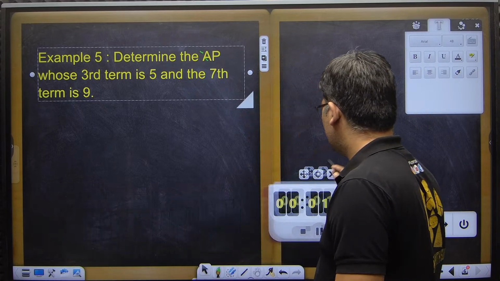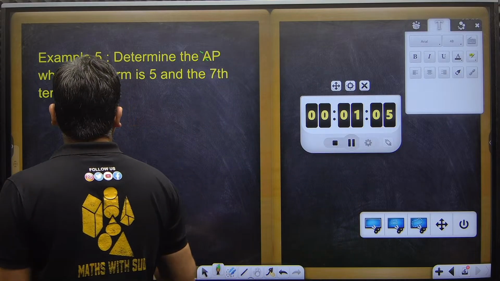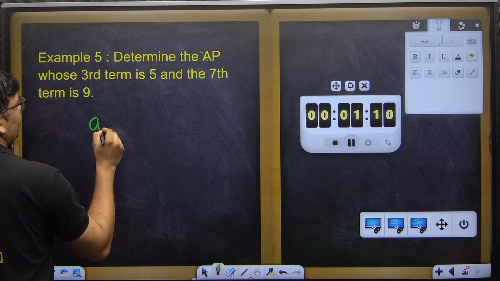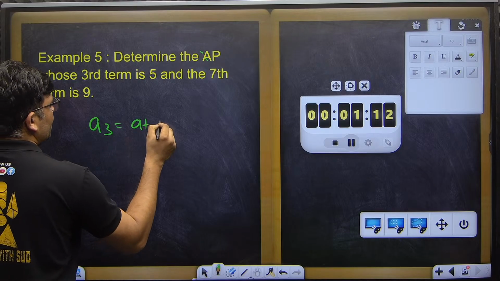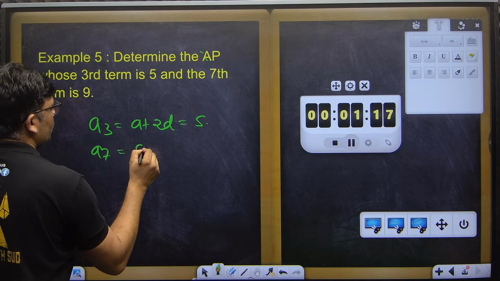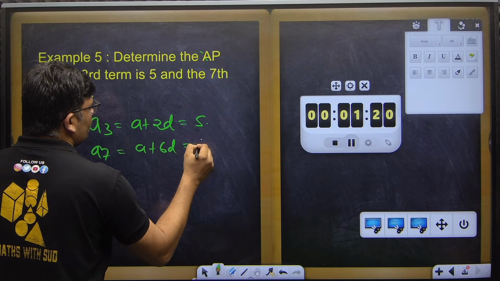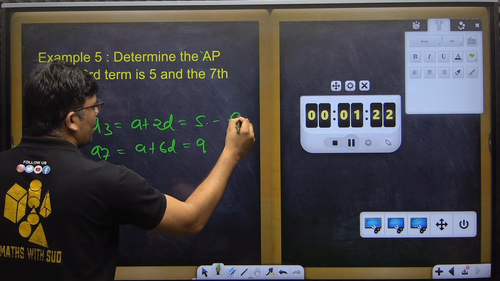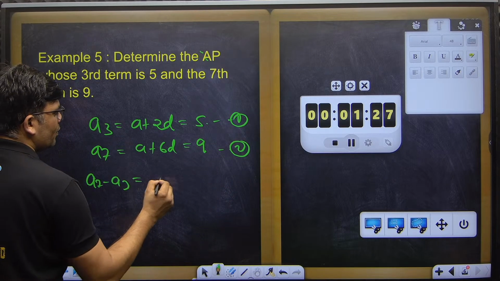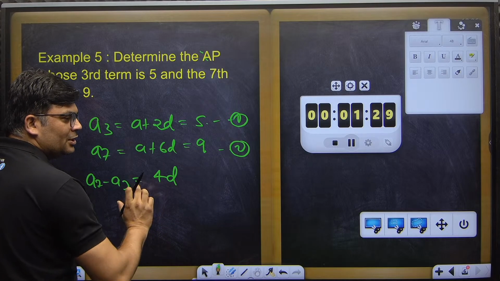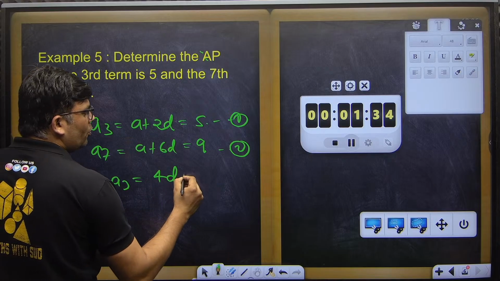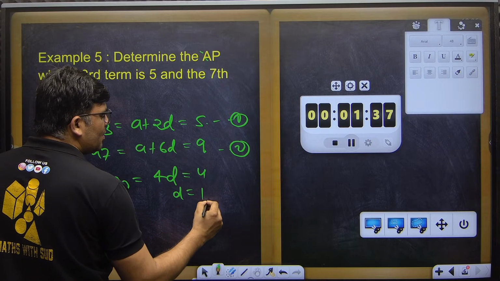Okay. So let me show you how to do this question. You must have all done it already, but I am showing you. You will write A3 is equal to A plus 2D, which is equal to 5. Then A7 is equal to A plus 6D, which is equal to 9. Let this be equation 1 and this be equation 2. So A7 minus A3 is equal to 4D. The jump is 4 times D. A will be cancelled by A. 6 minus 2 is 4D, which is equal to 4. So D will come out as 1.